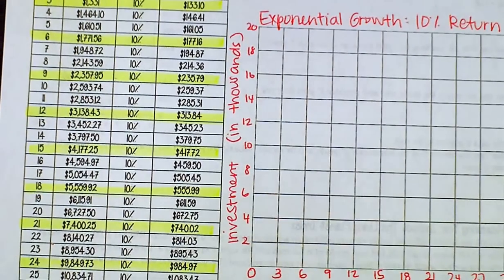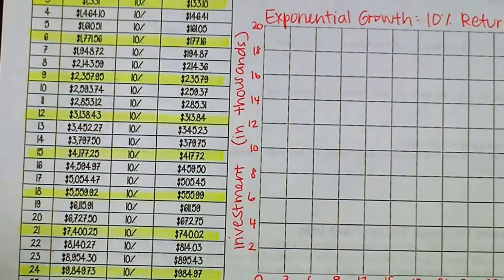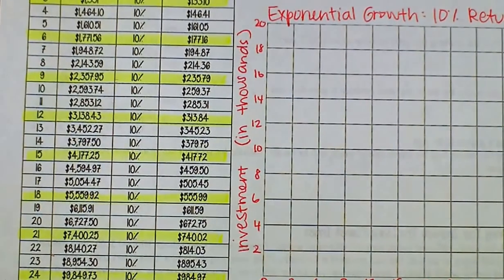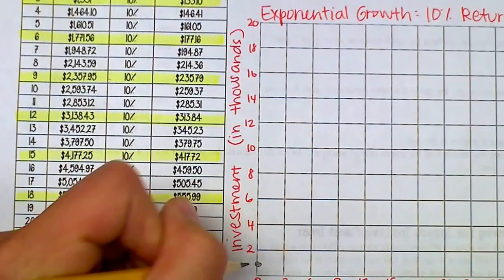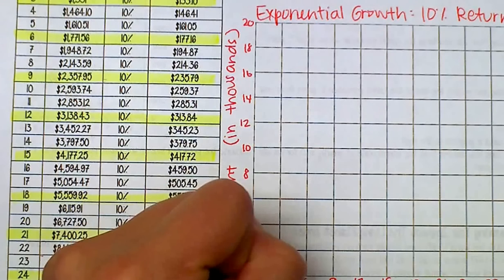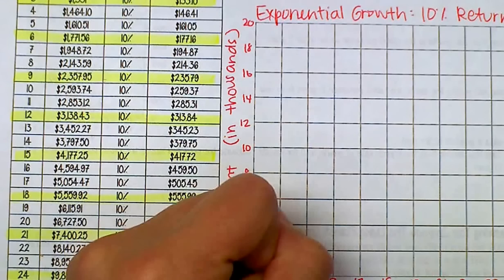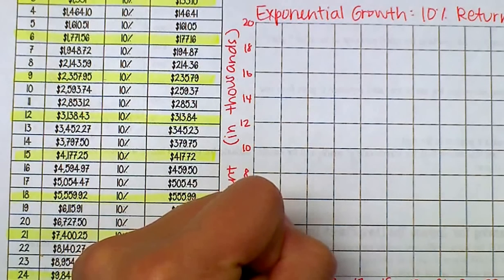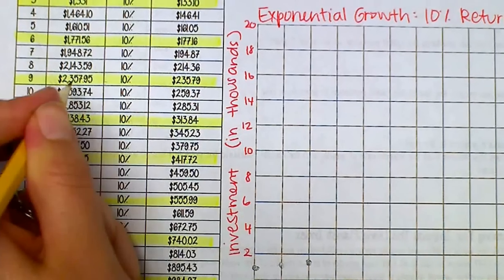Okay, so I'm going to graph those really quick on my graph. At year 0, I know I have 1,000. Year 3, I have about 1331, so just a little bit higher. Year 6, I have 1771. Year 9, I have 2357.